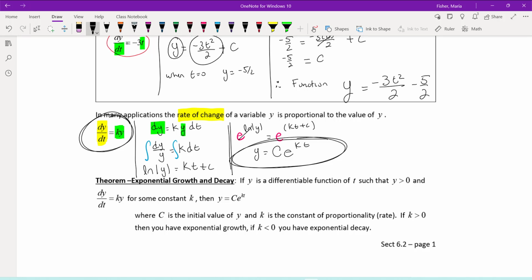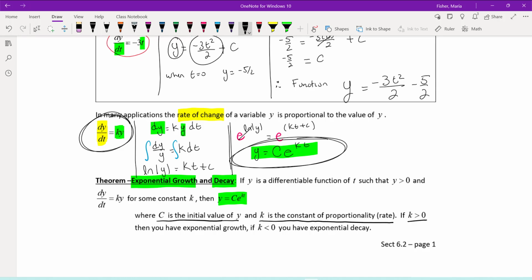Given this differential equation, we come up with this formula. We know that y equals c e to the kt is the solution for the differential equation where a rate of change of a variable is proportional to some value of y. And this formula right here is just the formula for exponential growth and decay. So we don't want to solve that differential equation over and over again. You just need to know that the formula for exponential growth and decay is y equals c e to the kt, where c is the initial value of y. K is called the constant of proportionality or rate.